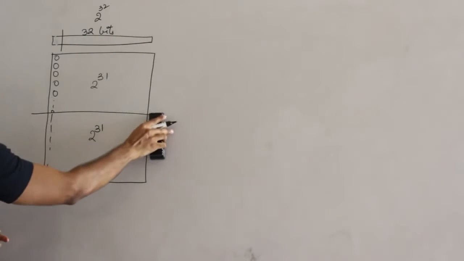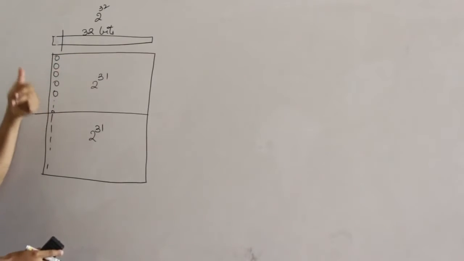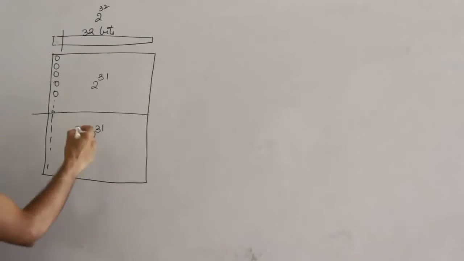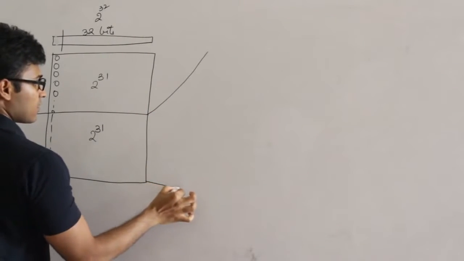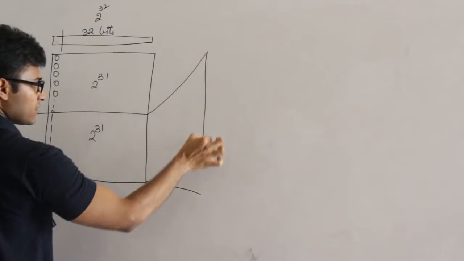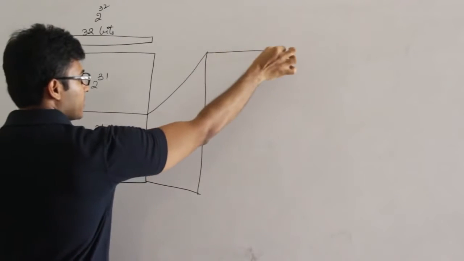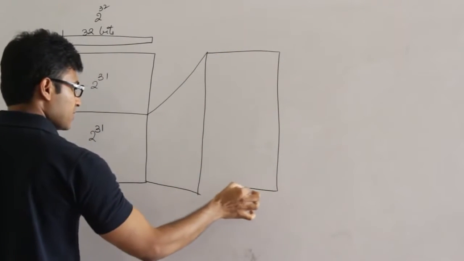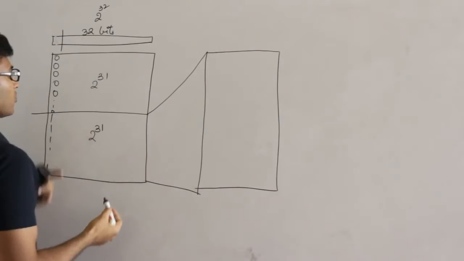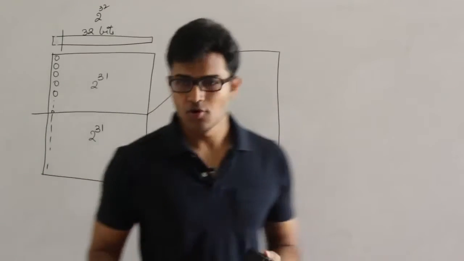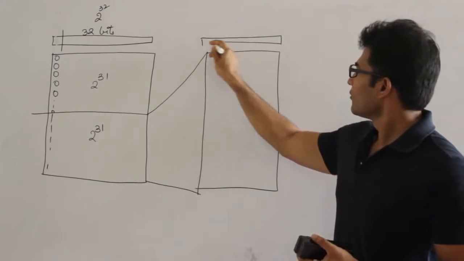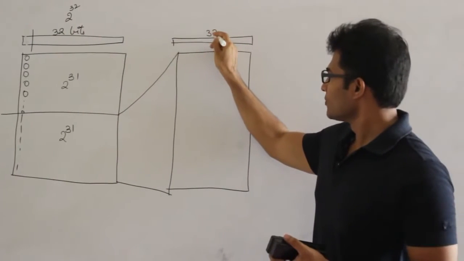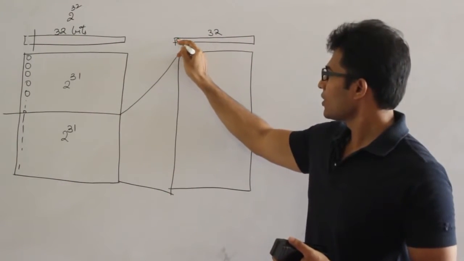Now the first part has been left out, and they have chosen the second part. If you look at the second part, the total number of numbers present in it is 2 power 31, right? And moreover, our IP address was 32 bits, out of which the first bit is already chosen.